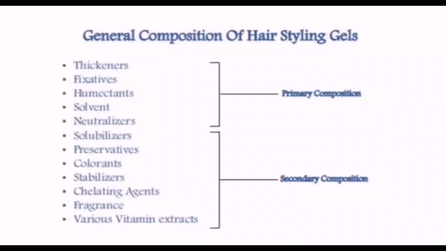Hi guys, if we see the general composition of hair styling gel, there are two compositions, which are primary composition and secondary composition. For primary composition, there are thickeners, fixatives, humectants, solvent and neutralizers. For secondary composition, there are solubilizers, preservative, colorants, stabilizers, chelating agent, fragrance and various vitamin extracts.